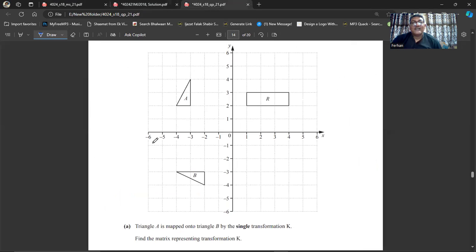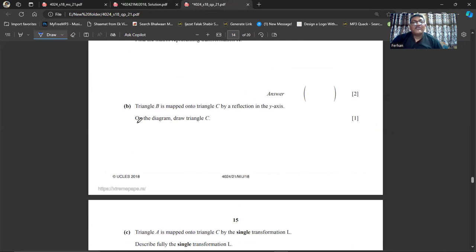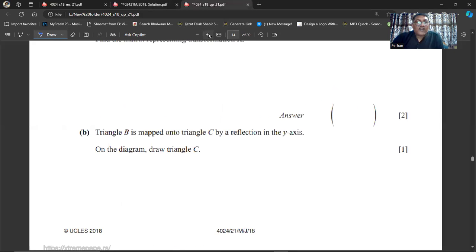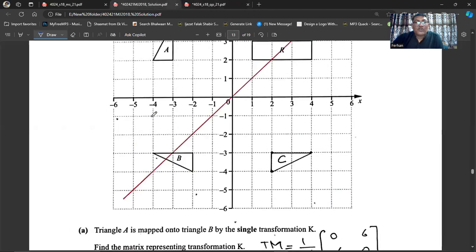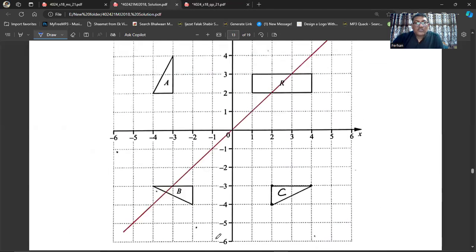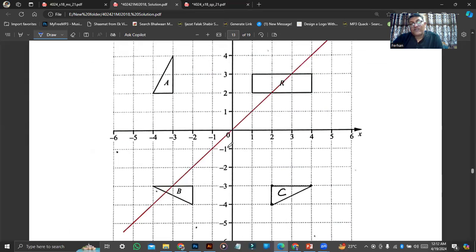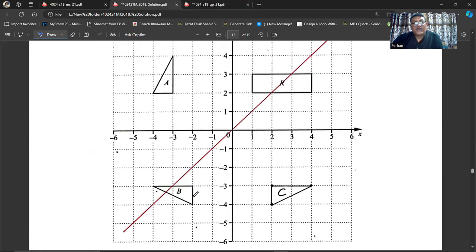Hopefully you understand. Then we have the triangle B is mapped onto triangle C by a reflection in the y-axis. On the diagram, draw the triangle C. So we have to draw the triangle C, and B is mapped onto triangle C. This is the y-axis, the line of reflection. We have to reflect this triangle in this line of reflection, so I will check its vertices.